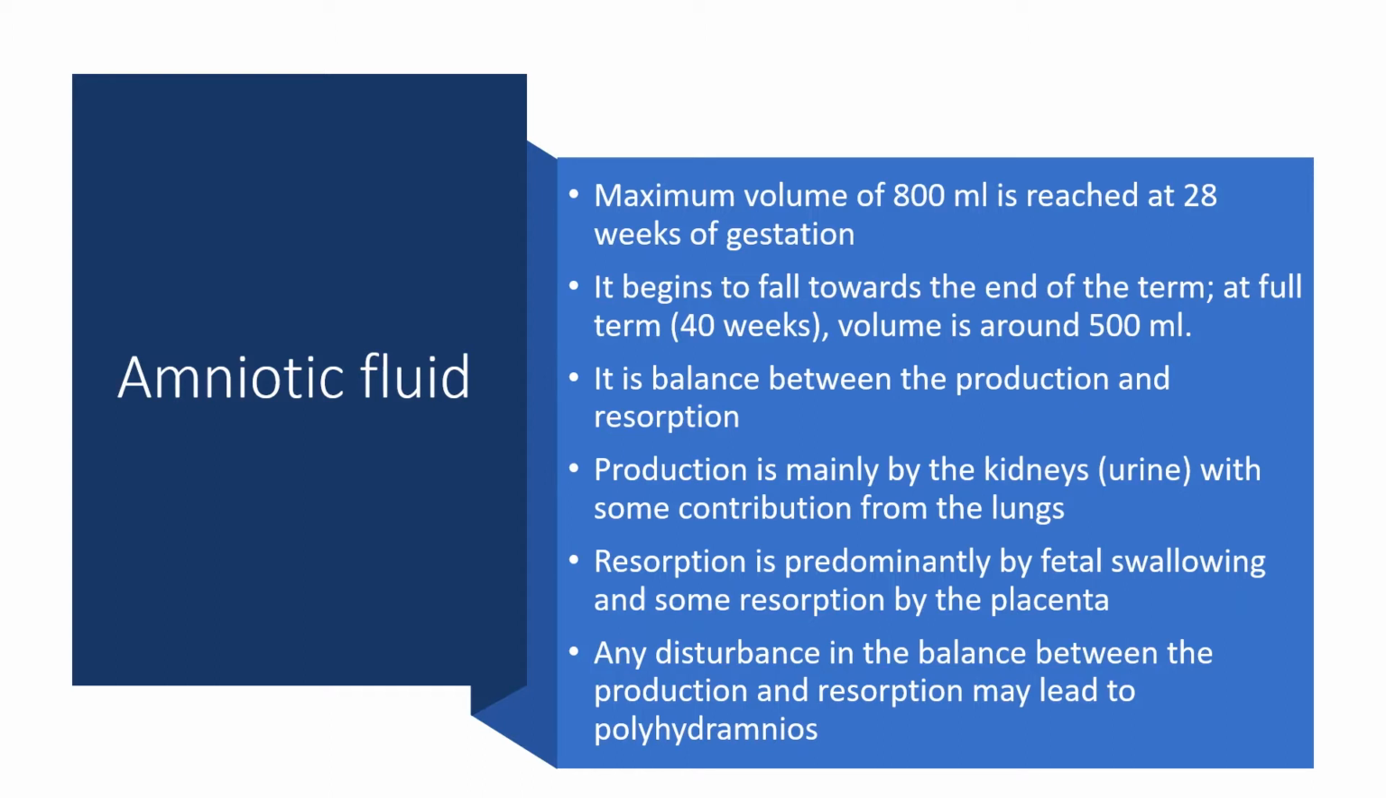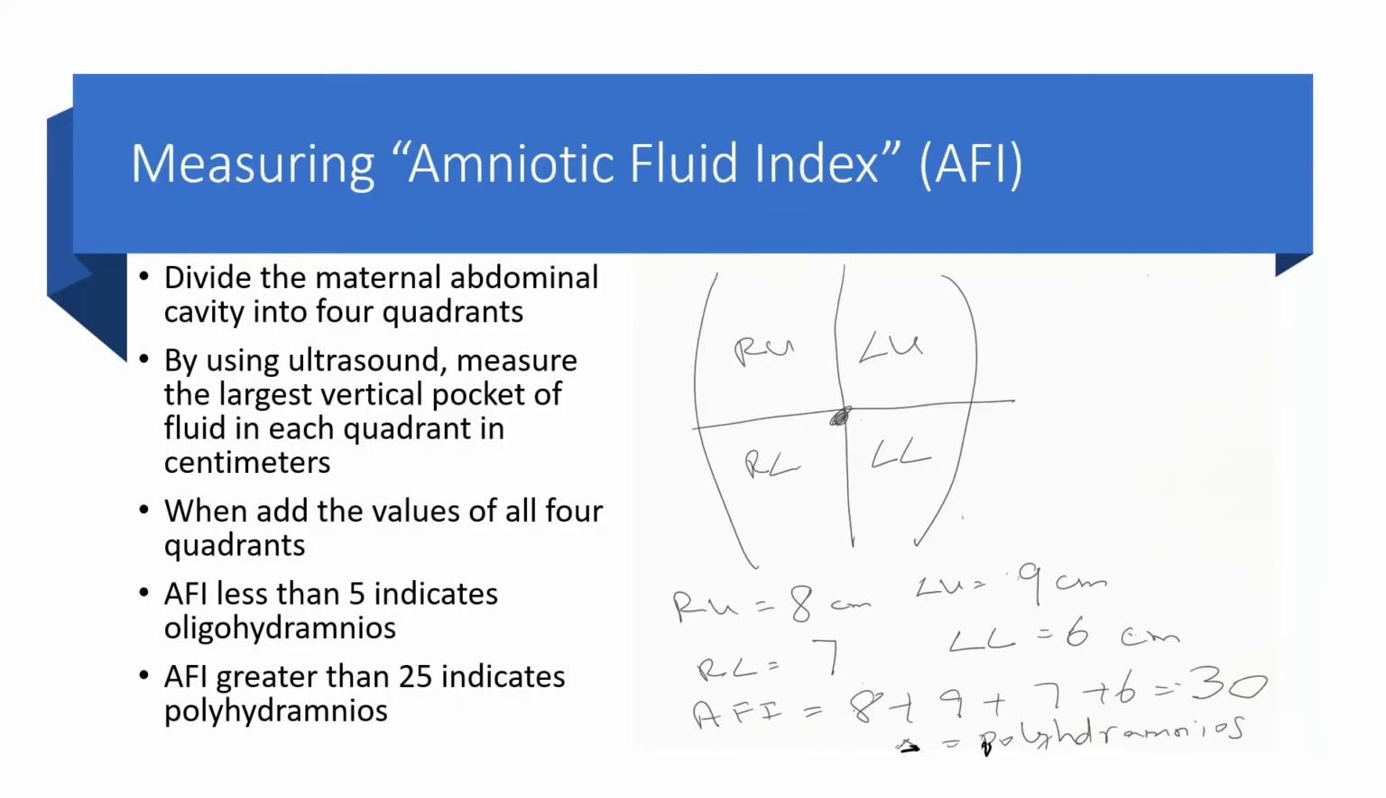So this amniotic fluid is a balance between production and resorption. Production is mainly by the kidneys, and there is some contribution by the lungs too. Resorption is predominantly by fetal swallowing, or fetal drinking, and there is some resorption by the placenta too, but mainly the fetal drinking. So it's a balance between the production by the kidneys and the resorption by the fetal drinking. Any disturbance in this balance can produce a pathological situation, that is too much amniotic fluid or too little amniotic fluid. So we'll talk about polyhydramnios.